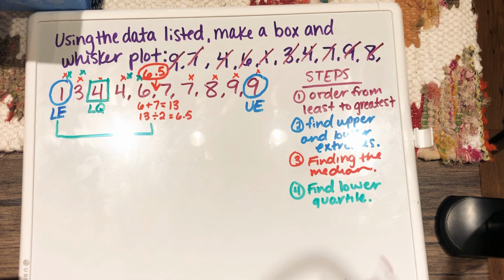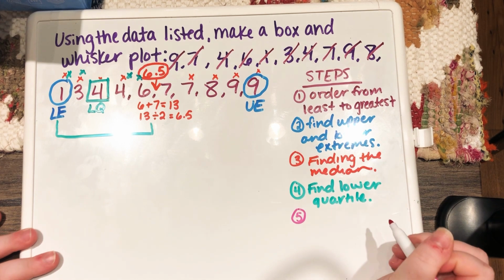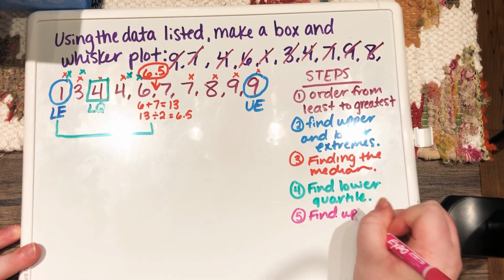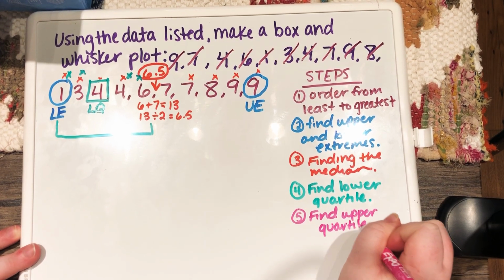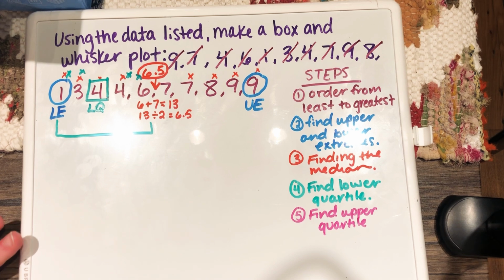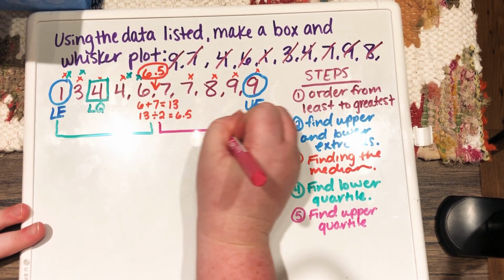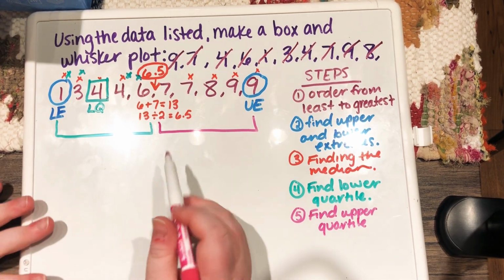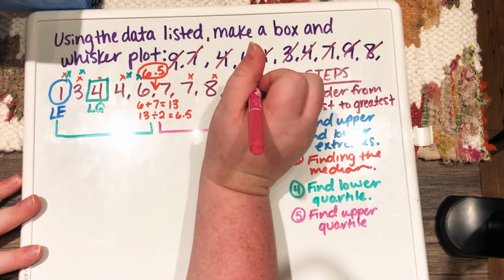Now step 5, if we've found the lower one, now we're looking for the upper quartile. So we're going to find the upper quartile. Now we're going to do the same thing. We're only dealing with half of our data, not including the median. So we're dealing with the upper half of our data only. We're going to find the median of that just like we did with the lower quartile.